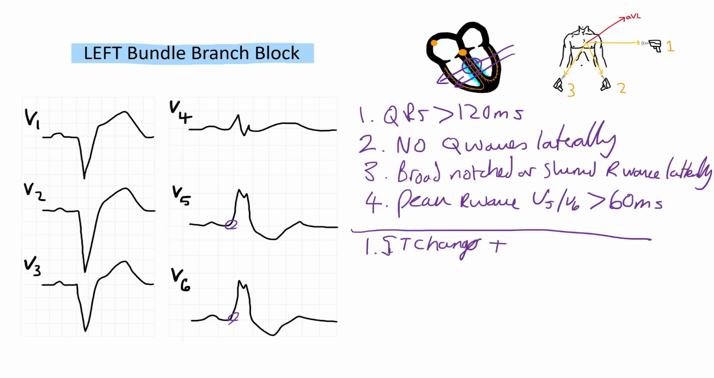Now, the ST changes and the T wave inversion is usually in the opposite direction to the QRS. So for example, in V1 you can see that the QRS is mainly negative, so therefore we get ST elevation and an upright T wave. In V5 we can clearly see we have an upright QRS, so therefore we get ST depression and T wave inversion. Now this does make assessing for a STEMI quite difficult, so we can use something called the modified Sgarbossa criteria.